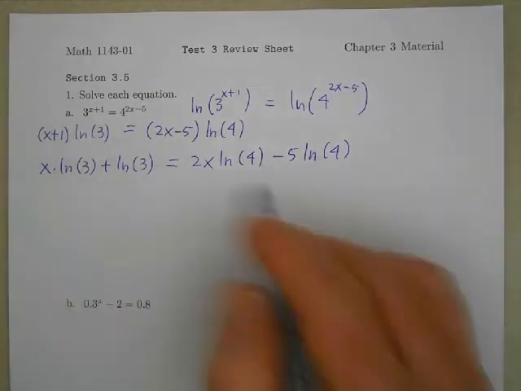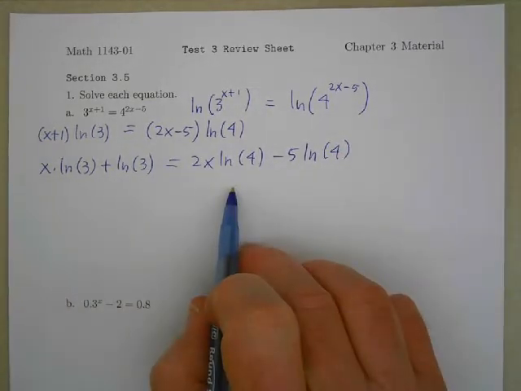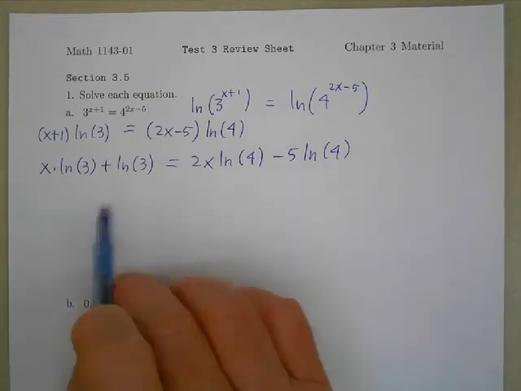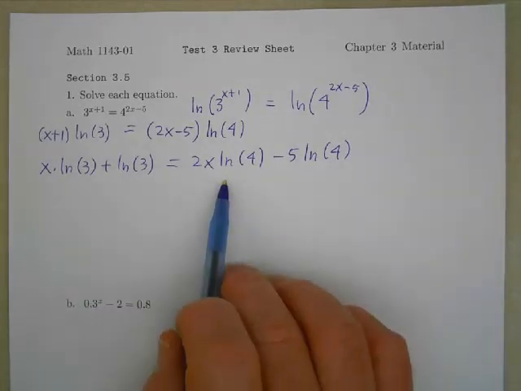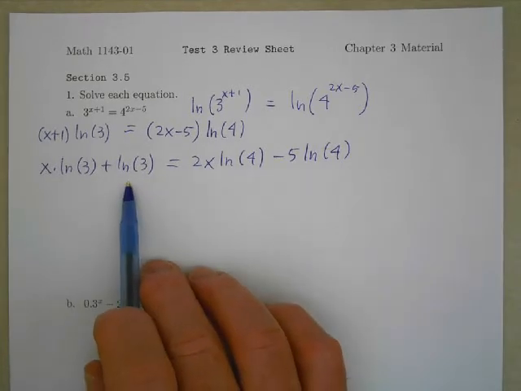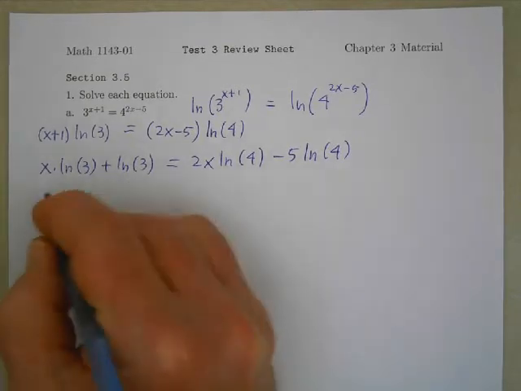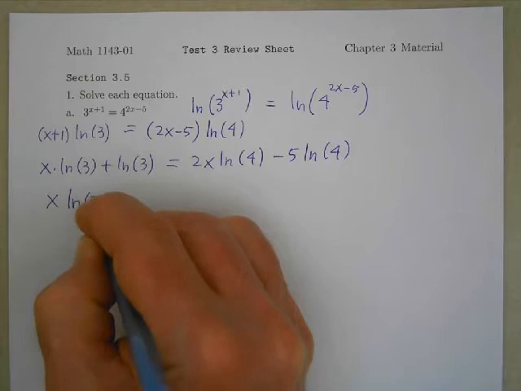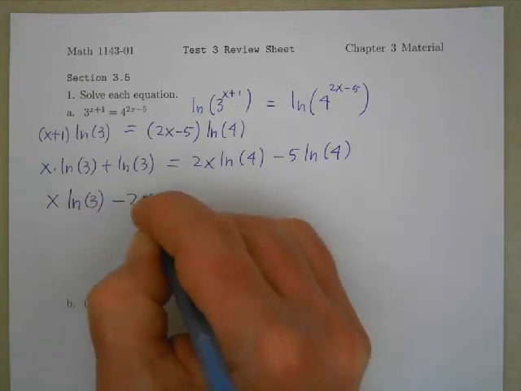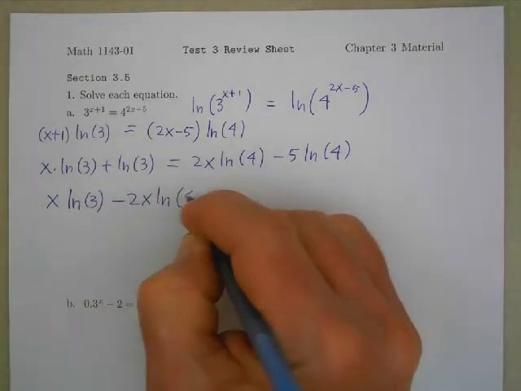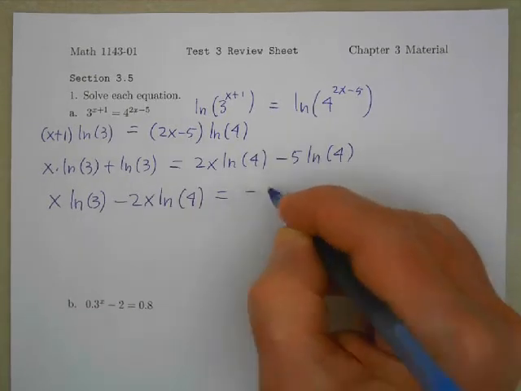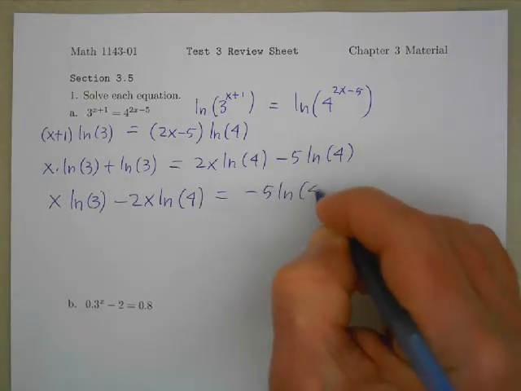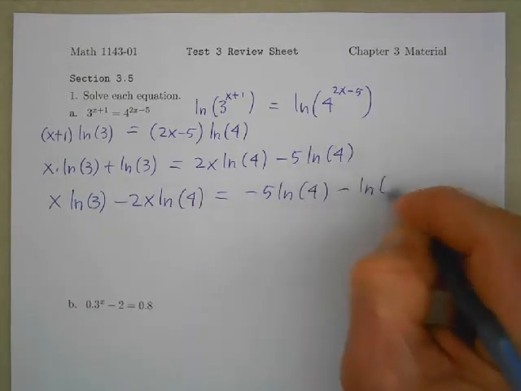We want every term with x on one side of the equation, every term that doesn't have x on the opposite side. So I'll just subtract 2x times the natural log of 4 from both sides and also subtract the natural log of 3 from both sides. So doing both in the same step, we get x times the natural log of 3 minus 2x times the natural log of 4 equals negative 5 times the natural log of 4 minus the natural log of 3.